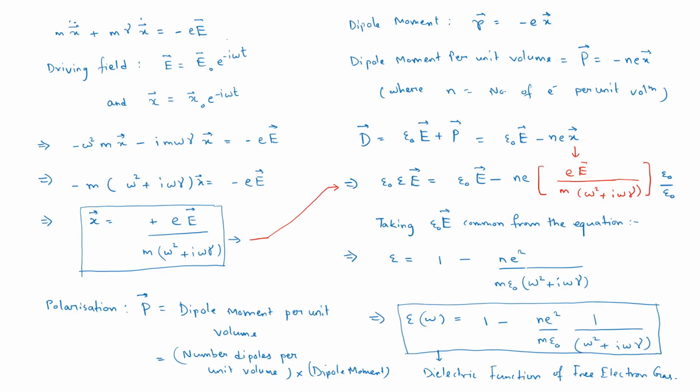So in the next class we'll try to discuss different frequency regimes. We see here that the dielectric function of the free electron gas is a function of frequency. Now for different frequencies, how does this dielectric function behave, and what are the characteristics of metals we are expecting from this particular model that we are going to discuss. If you have any other questions, please let me know.